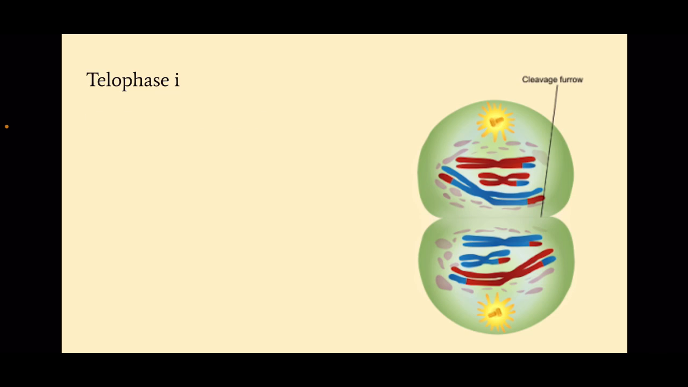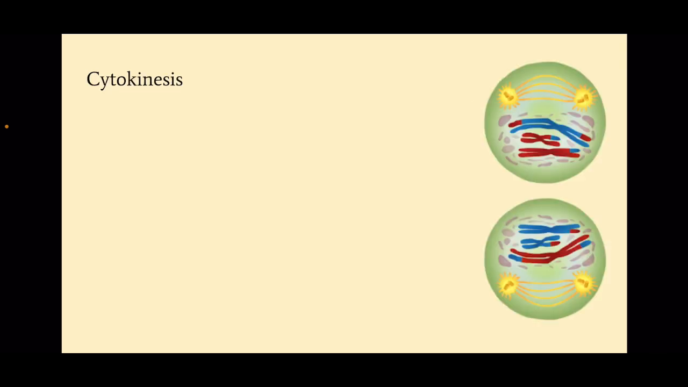Next is telophase 1. Telophase 1 is where the cell starts to split a little bit. The nucleus starts to come back a little bit, and you can start to see two distinct cells starting to form. In cytokinesis, the cells fully split, and the nucleus starts to come back a bit more.